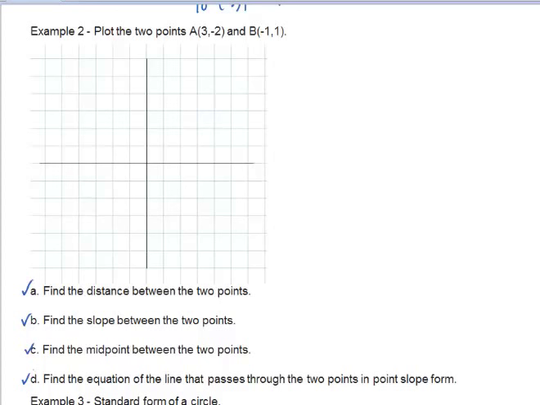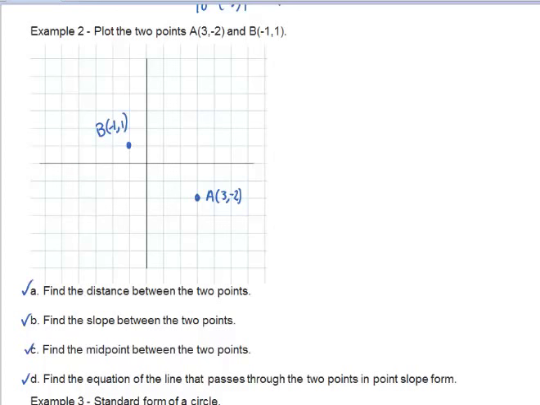So what we're first going to do is plot our points. So we have the point A is 3, -2, and you should always label the point with the capital letter and the coordinate. And we have the other point is at -1, 1. Okay, so we've plotted the points.